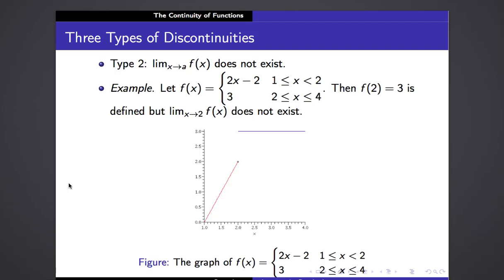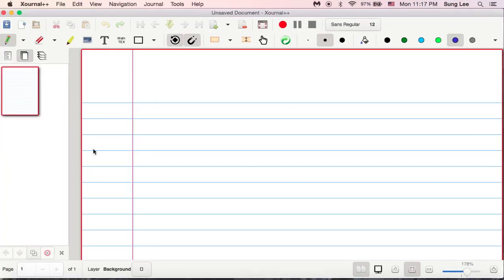In this case, f of 2 is 3, obviously from the definition. So f of 2 is defined, but the limit of f of x when x approaches 2 does not exist. How so? To see that, let me go to my notepad.